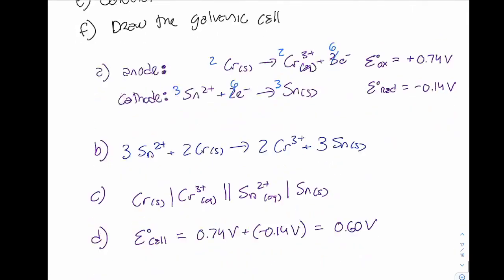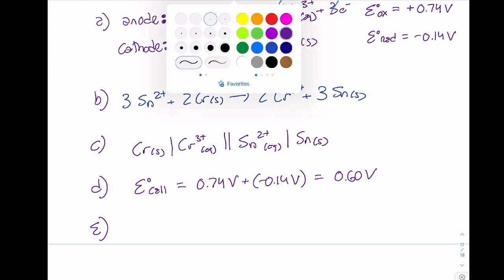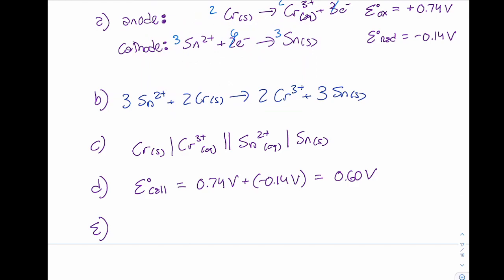And where are we? E. So E, we do need an equation. This is on the back of your periodic table on your equation sheet, sorry. So I have my free energy change is equal to negative n F, F is the Faraday constant, and then my cell potential. And then our constant was 96,500 joules per volt.